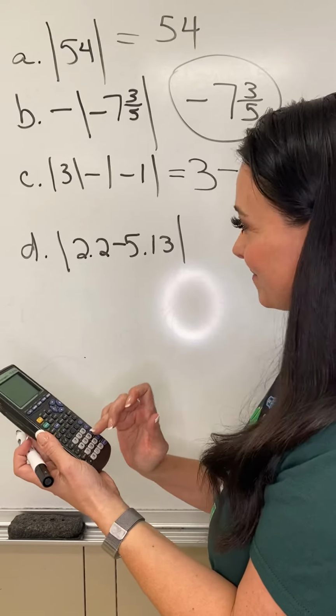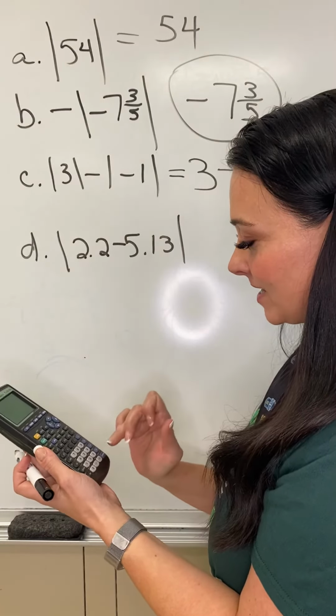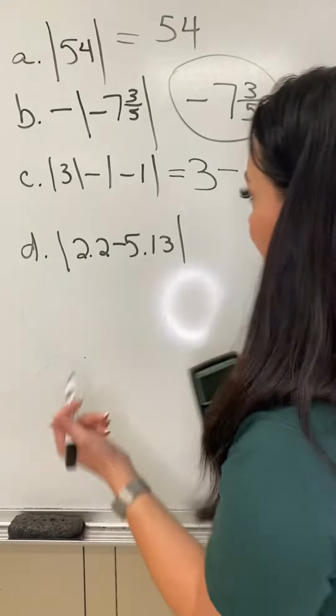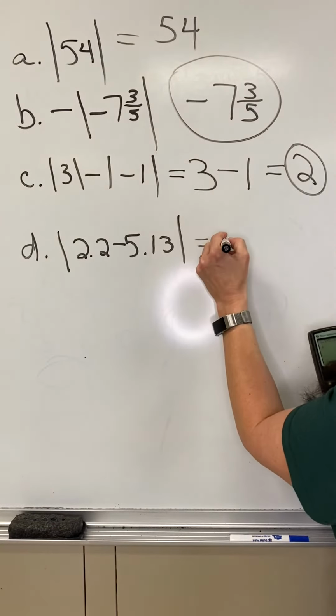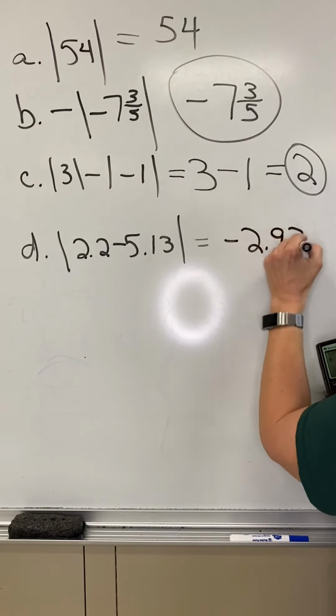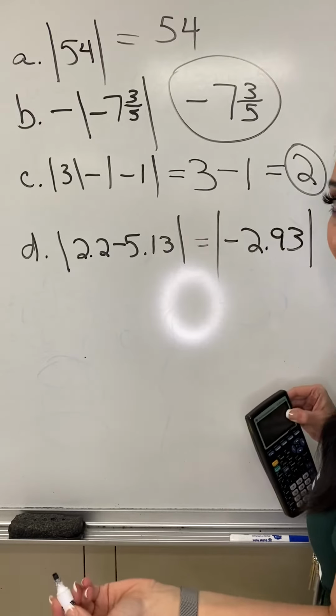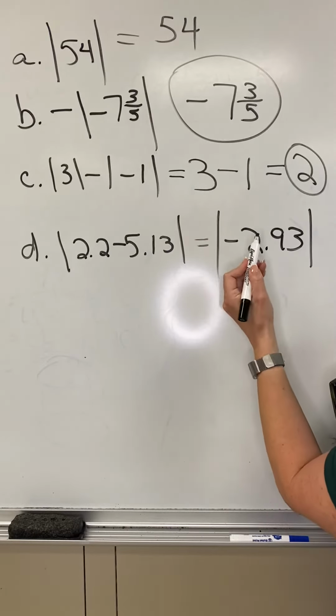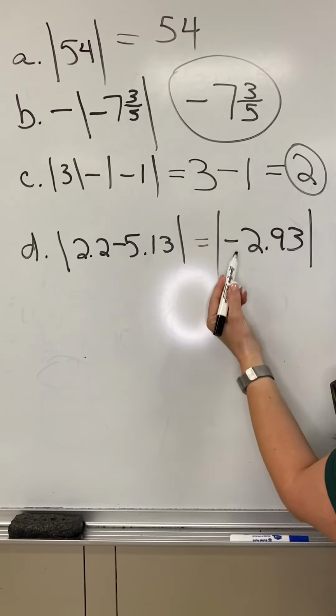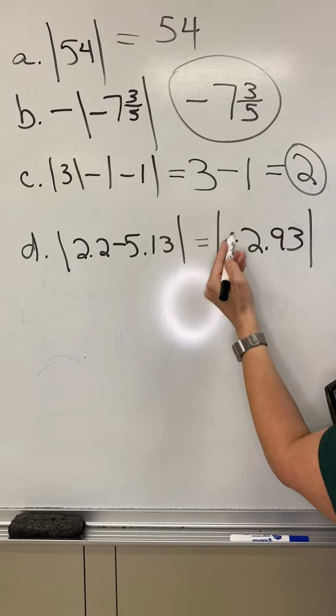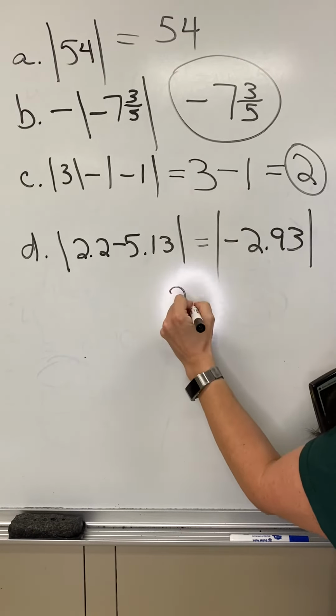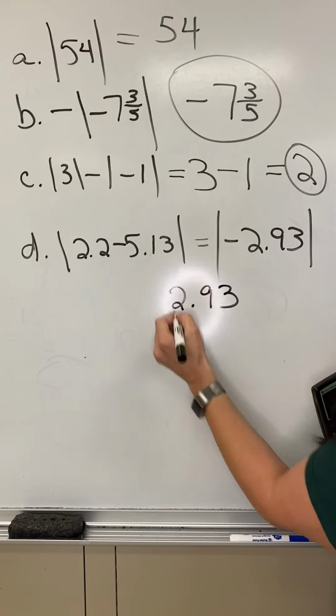So 2.2 minus 5.13 is negative 2.93. And that's still in our absolute value bars. So then we have to do our final step, which is to remove the bars and remove the negative sign. And our final answer is just going to be 2.93.